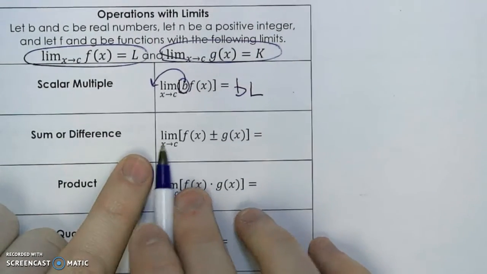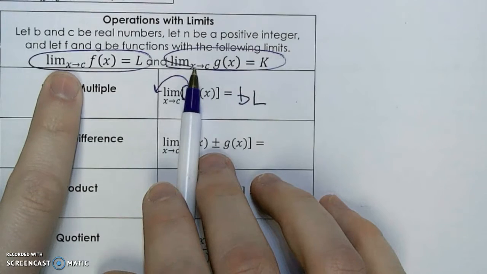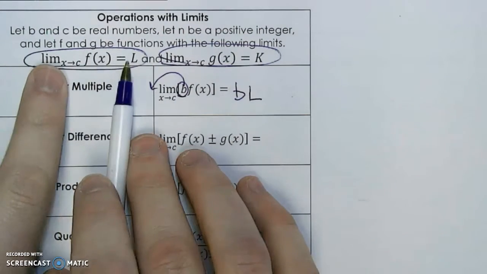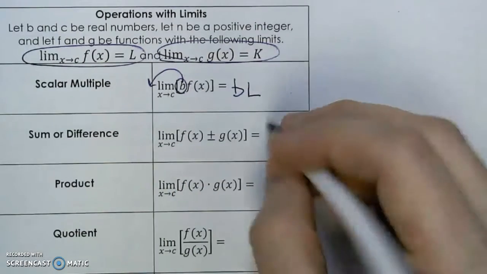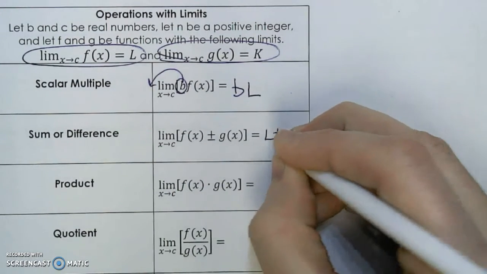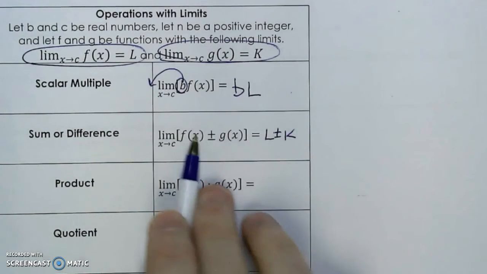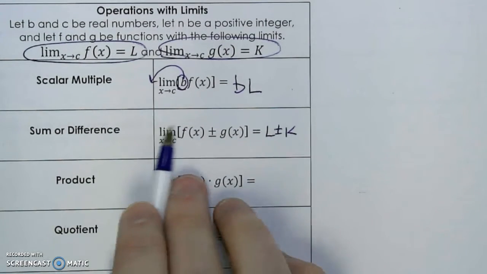Here we've got the limit is approaching c, just like both of these are. And we've got f plus or minus g. So the limit of f is L and the limit of g is K. So the answer would just be L plus or minus K. So you can do a limit of that plus limit of that. In other words, kind of distribute your limit there.